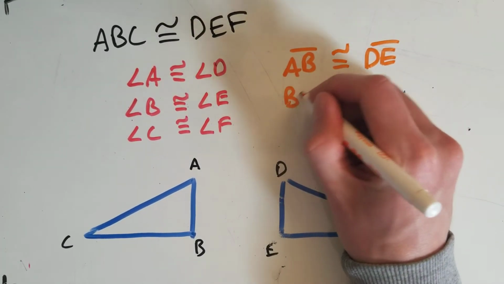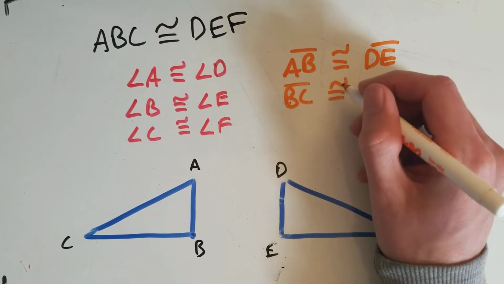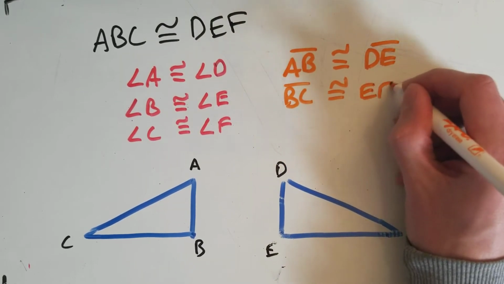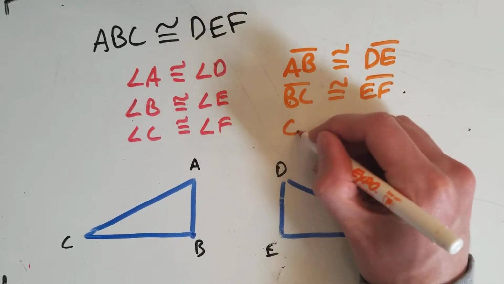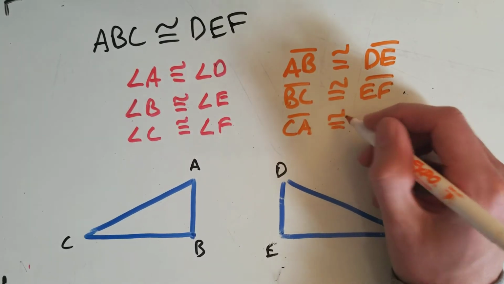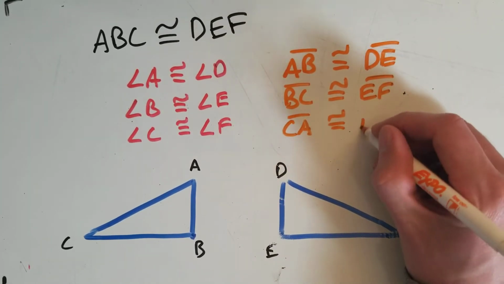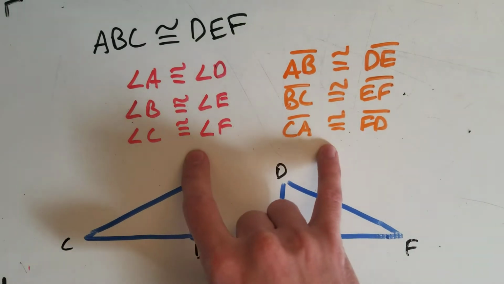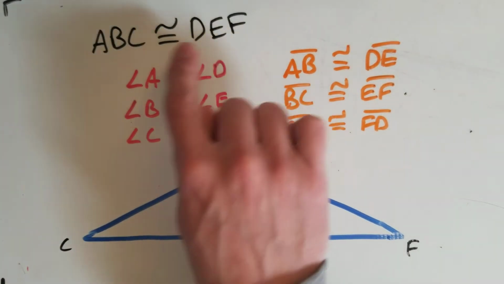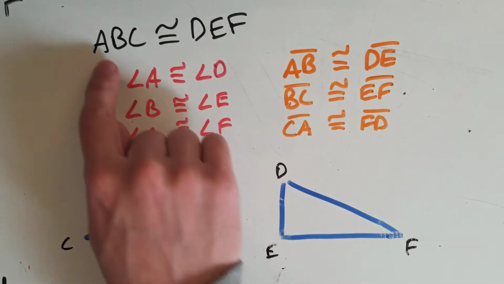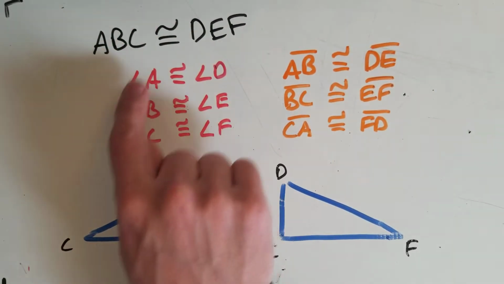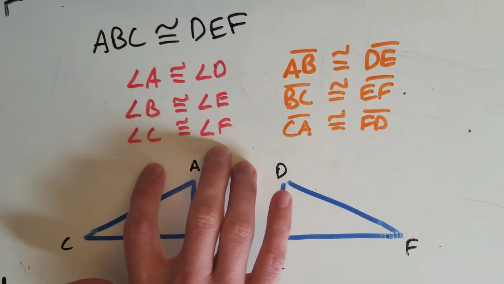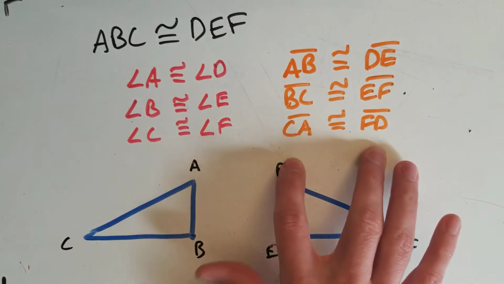Then segment BC should go with EF. And then we can do CA last. And CA is going to be congruent with FD. These are the corresponding sides. And this is all we did yesterday, from this statement, figure out what corresponds, what goes together, because when you have two congruent figures, the corresponding angles will be congruent, and the corresponding sides will be congruent.